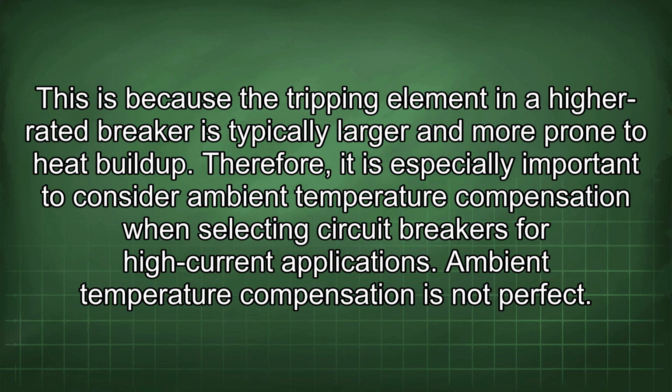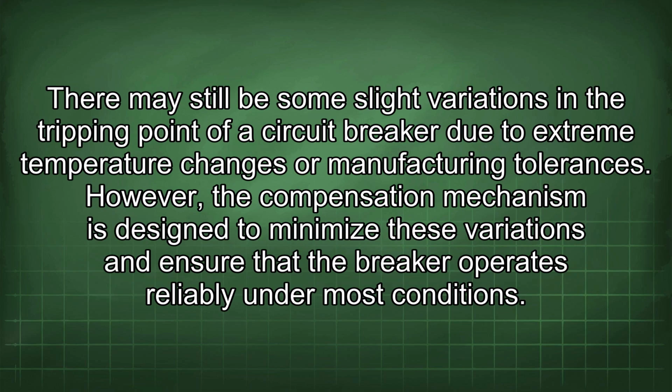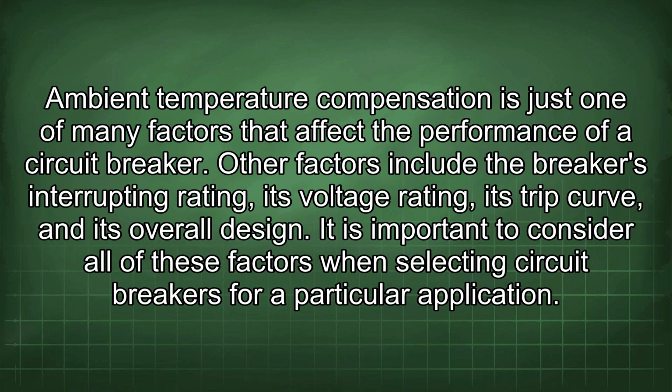Ambient temperature compensation is not perfect. There may still be some slight variations in the tripping point of a circuit breaker due to extreme temperature changes or manufacturing tolerances. However, the compensation mechanism is designed to minimize these variations and ensure that the breaker operates reliably under most conditions. Ambient temperature compensation is just one of many factors that affect the performance of a circuit breaker. Other factors include the breaker's interrupting rating, its voltage rating, its trip curve, and its overall design. It is important to consider all of these factors when selecting circuit breakers for a particular application.